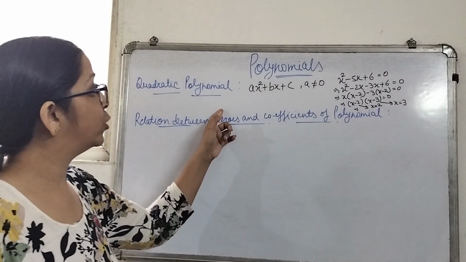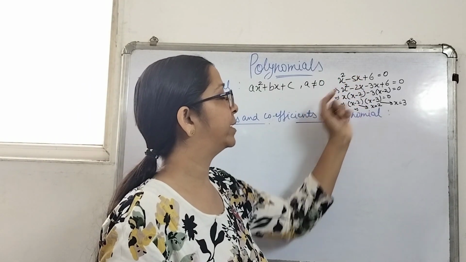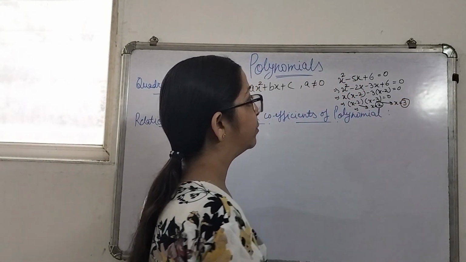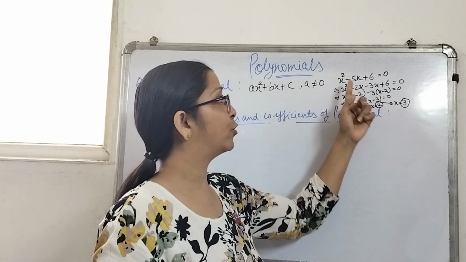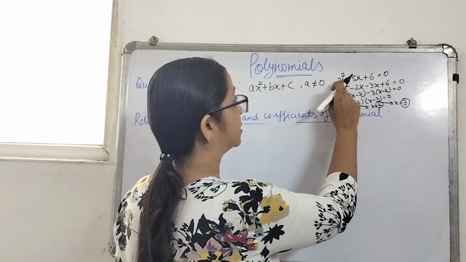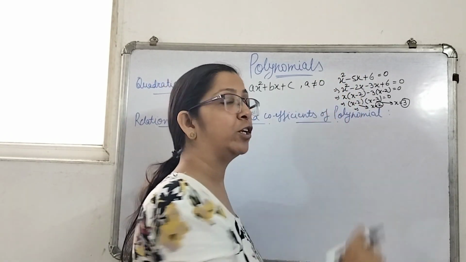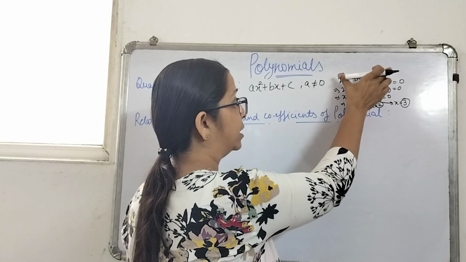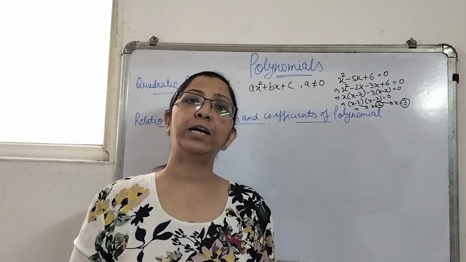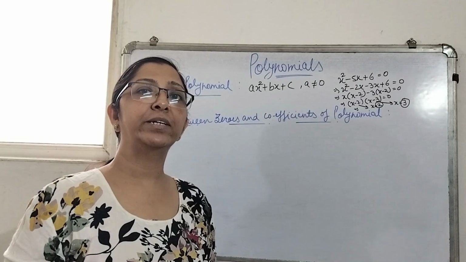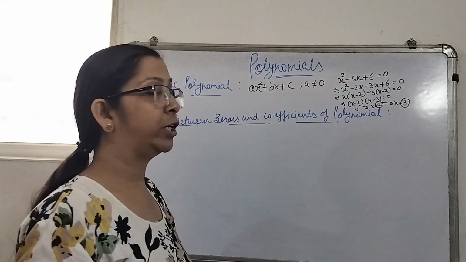That means the zeros of this quadratic polynomial are 2 and 3. For these two values of x, this polynomial will become 0. If we keep x equal to 2, this polynomial becomes 0, and if we keep x equal to 3 in this polynomial, then also its value becomes 0. So by this factorization method, we can find the zeros of the polynomial.